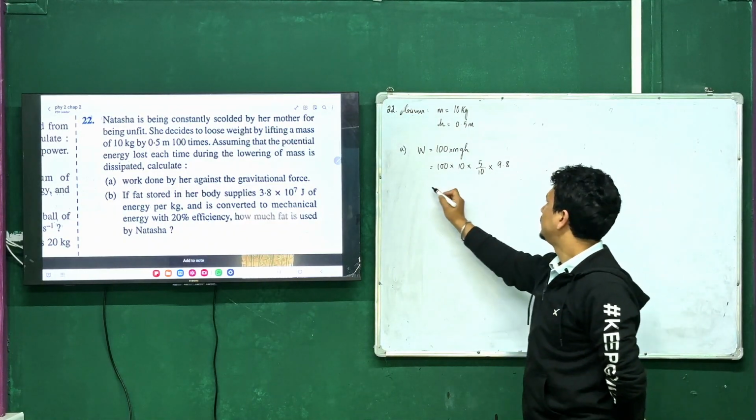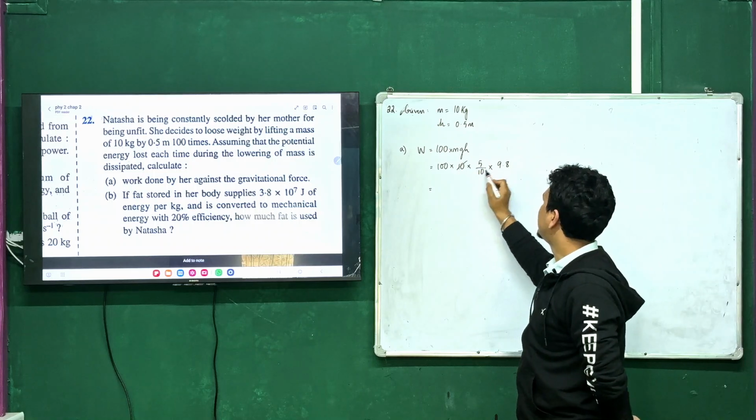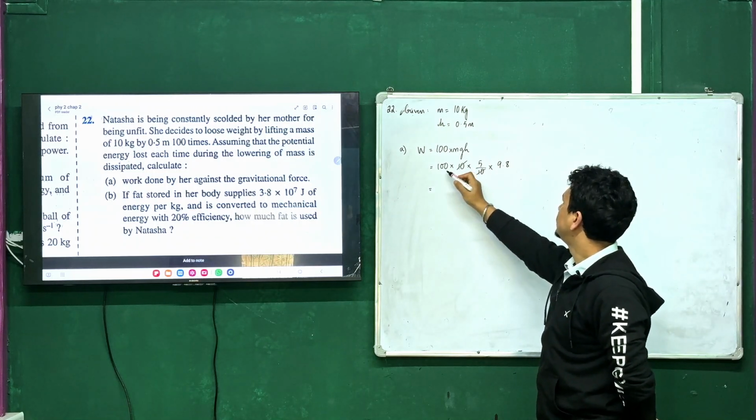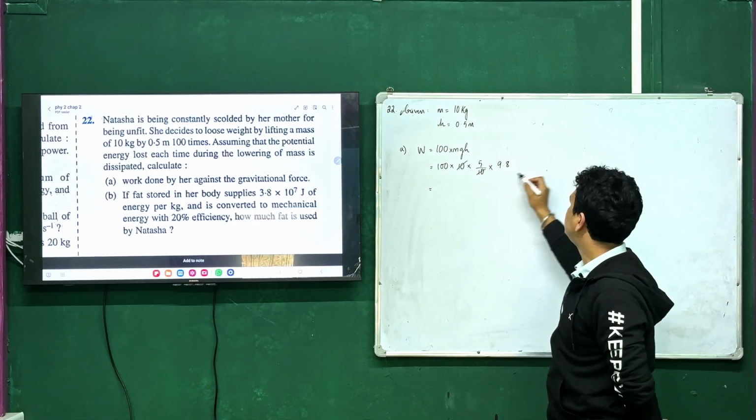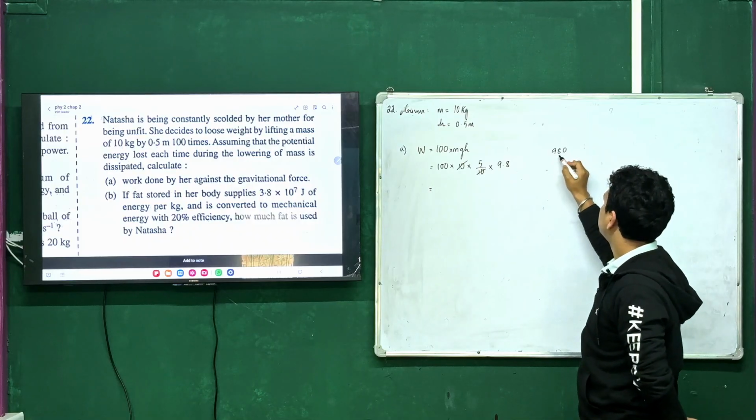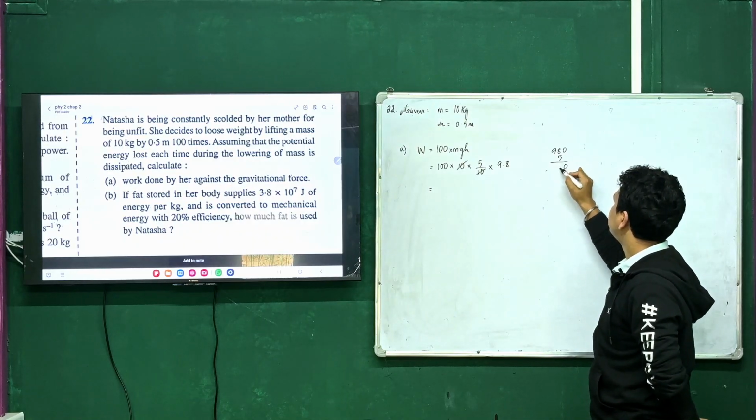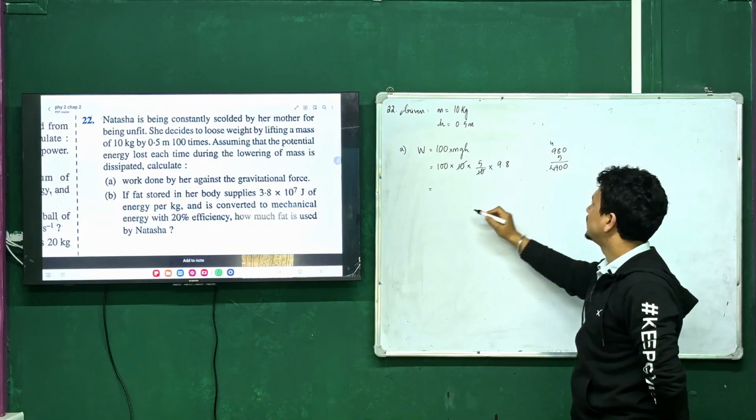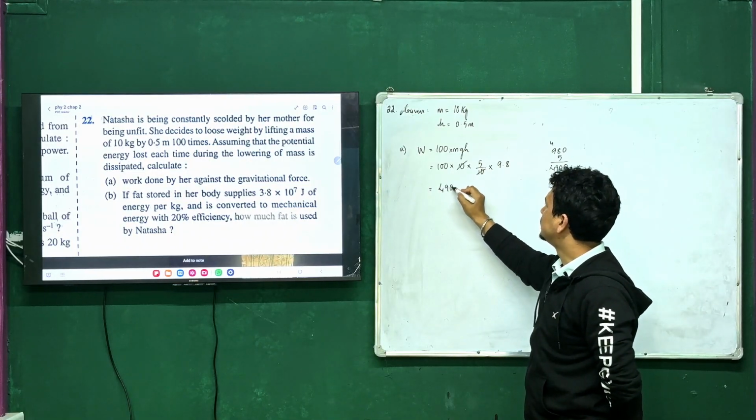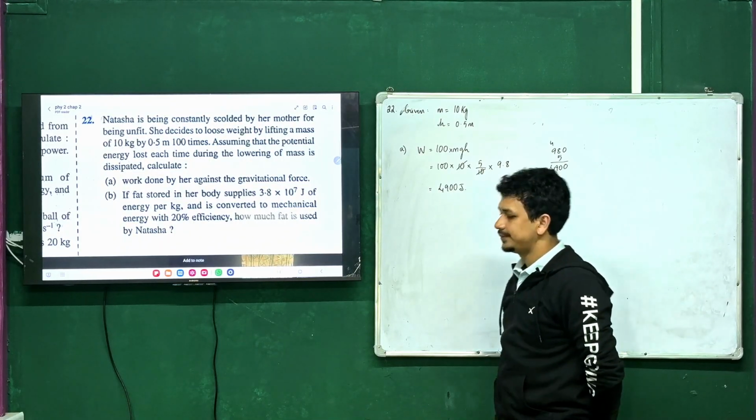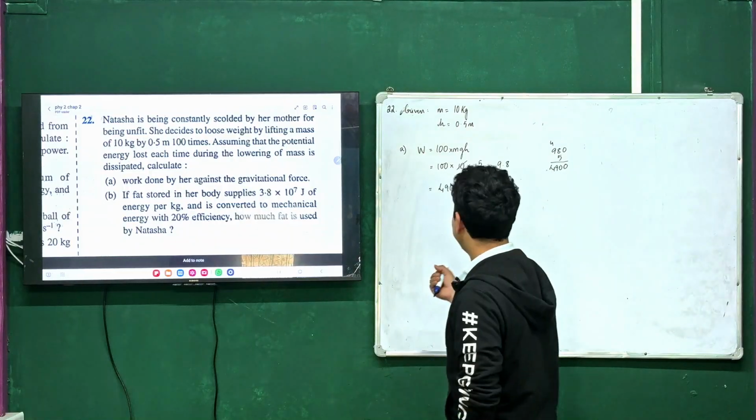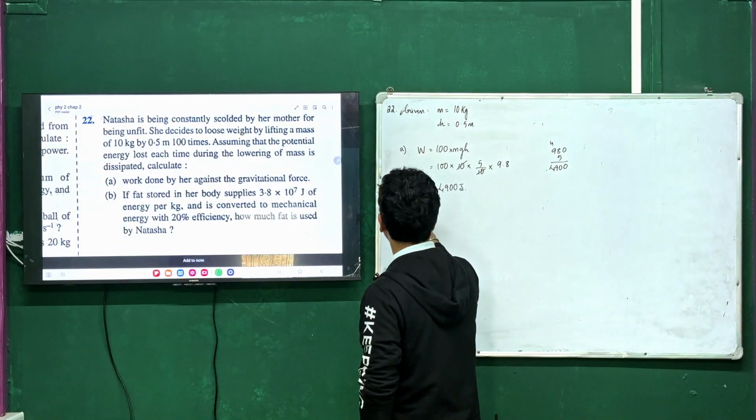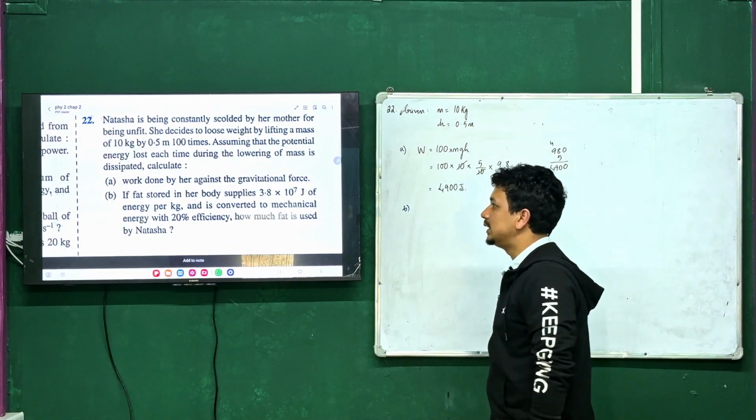Then let's cancel. So 10 and 10 we can cancel. Then 98, 980 into 5, 4900. That's easy. All right, let's see question number B.